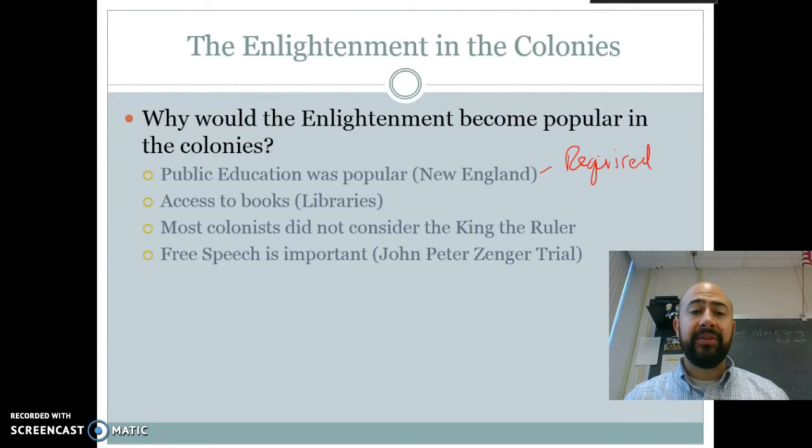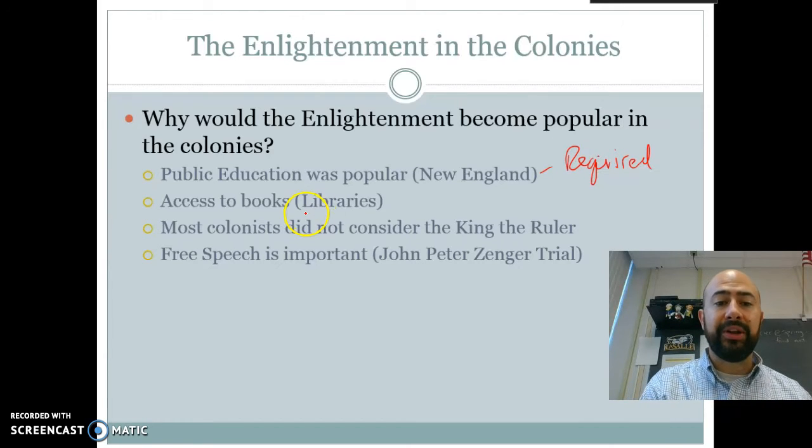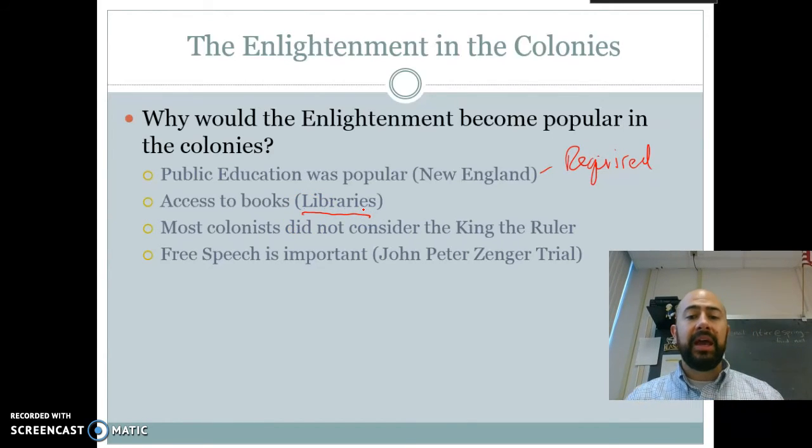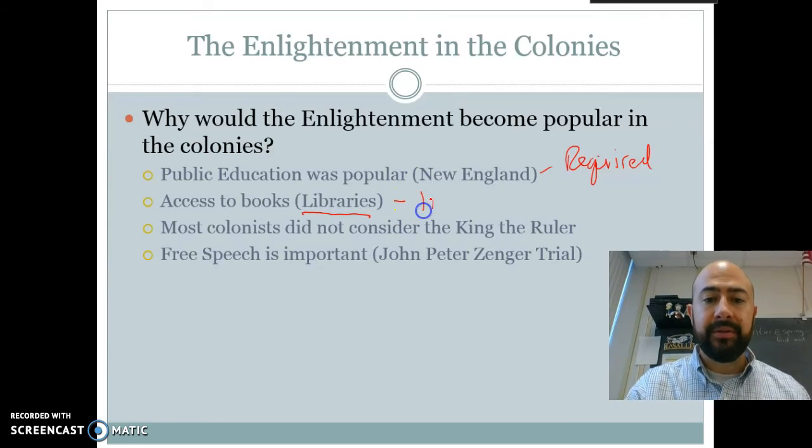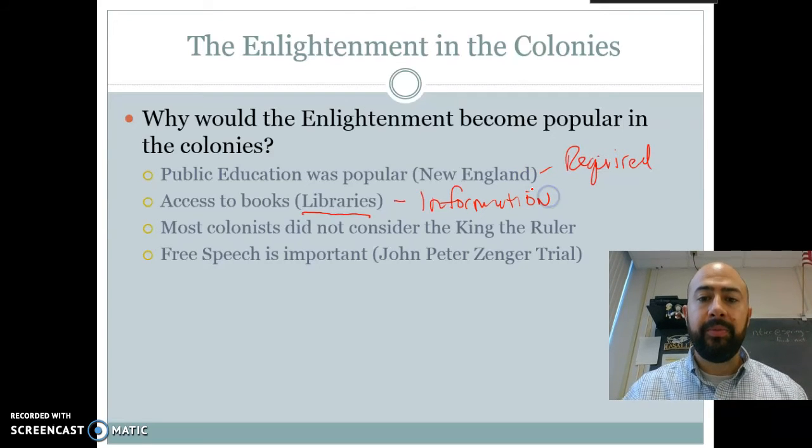There's access to books in the colonies. Benjamin Franklin started a library system in Philadelphia, and pretty soon most large cities and even some small towns had a library system where you could go and borrow a book and read and then return it. It was essentially the internet of the 1750s. It made access to information possible. People could simply read.